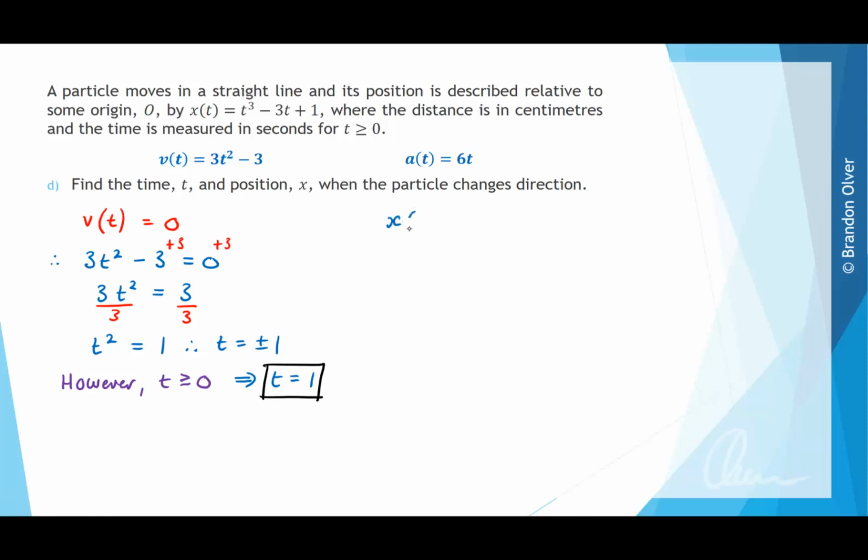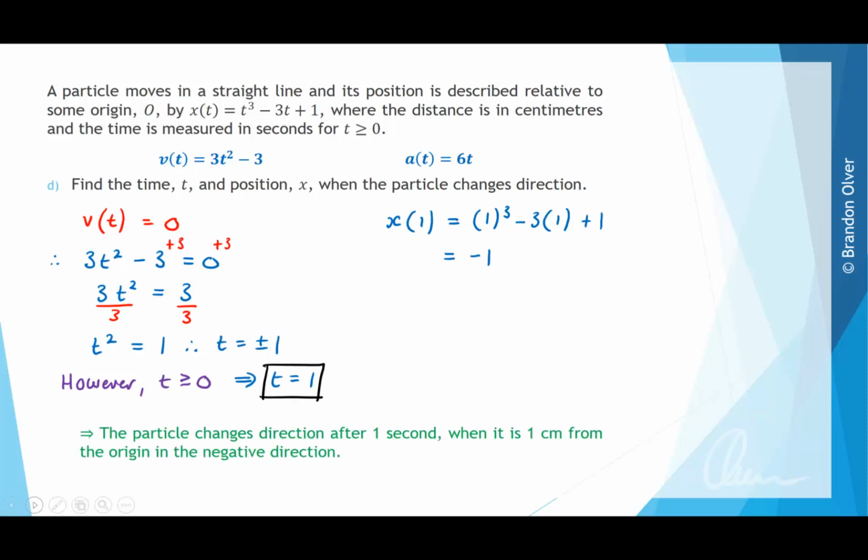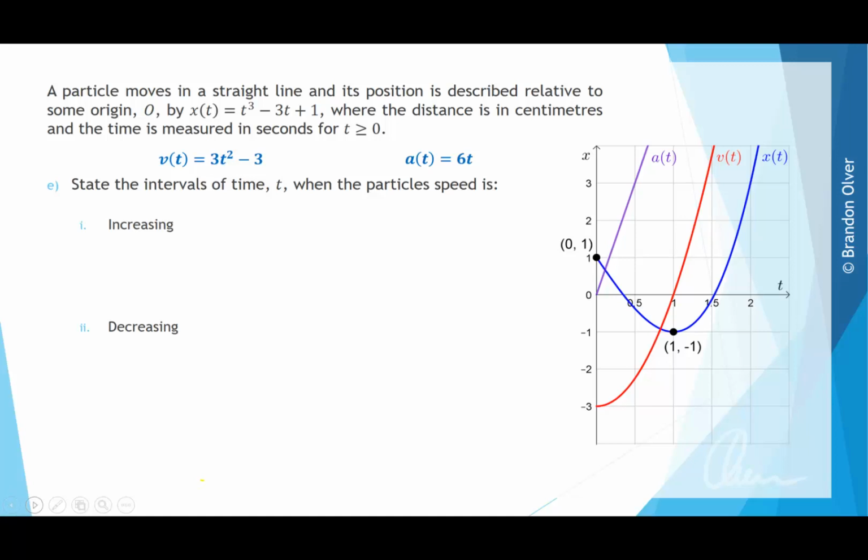Now that we have the time when the particle changes direction, we can find the position by evaluating x of 1, which is simply equal to 1 cubed minus 3 times 1 plus 1. And when you evaluate that, you find that that is equal to minus 1. So our interpretation is that the particle changes direction after 1 second when it is 1 centimeter from the origin in the negative direction.